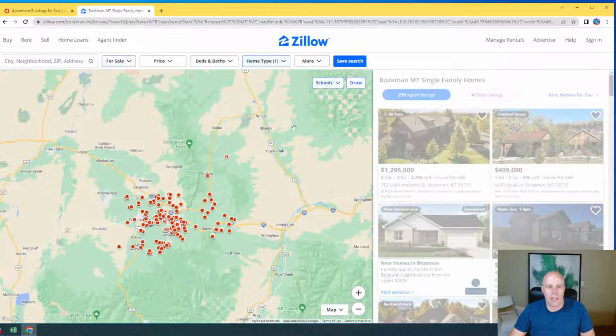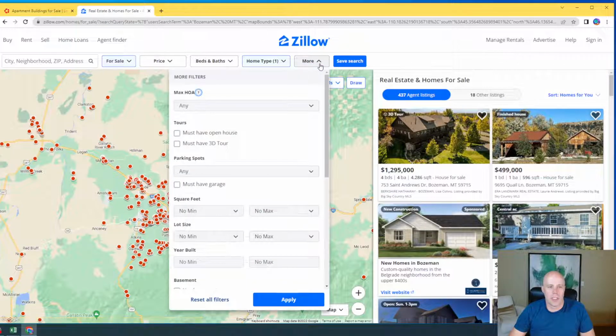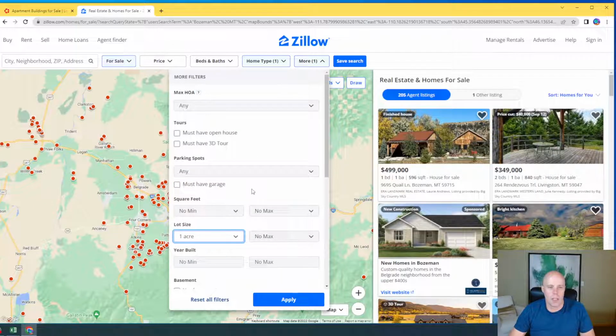I'm going to remove my boundaries there, and I'm going to put some more filters on here. I'm going to say I want my lot size, I want at least an acre. We're out in Montana. Why not, right?